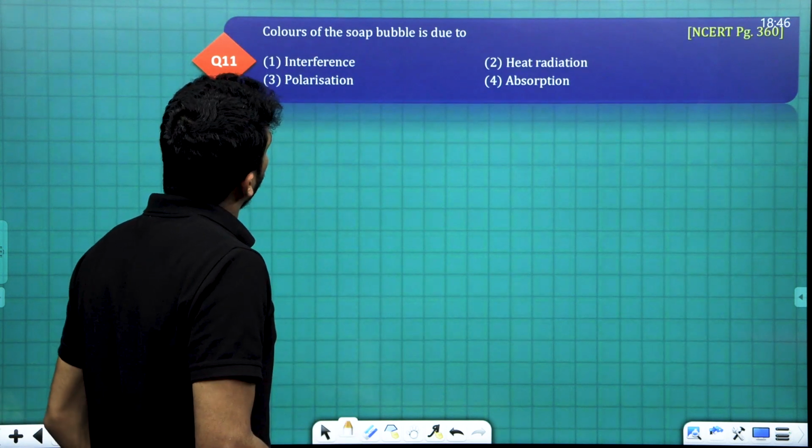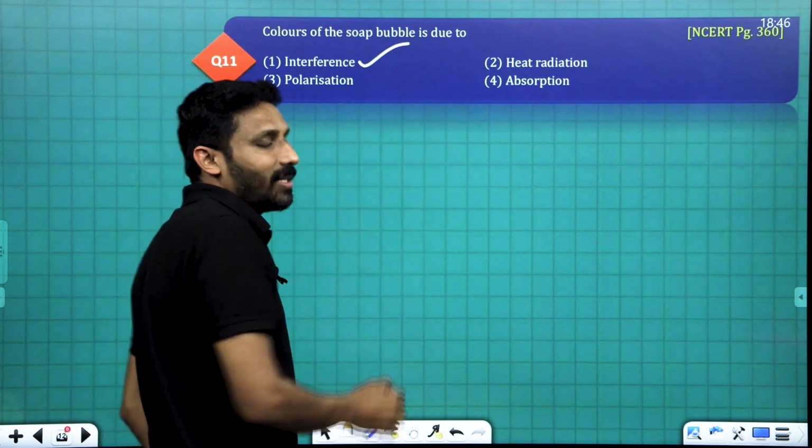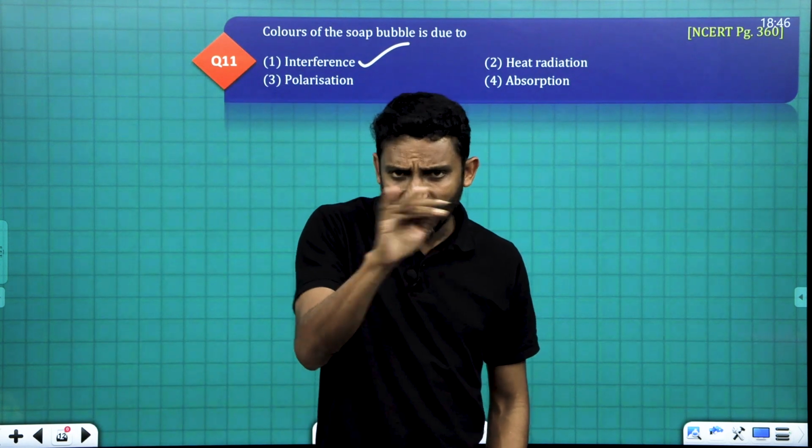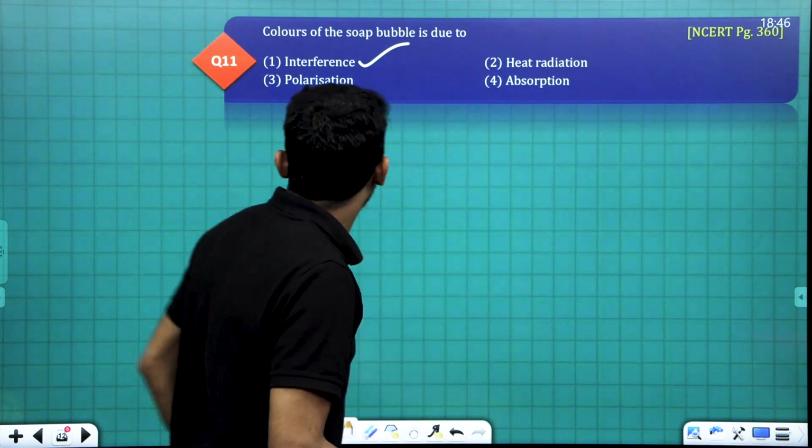The colors of the soap bubble are due to interference of the waves coming from different layers. That's why. The next one.